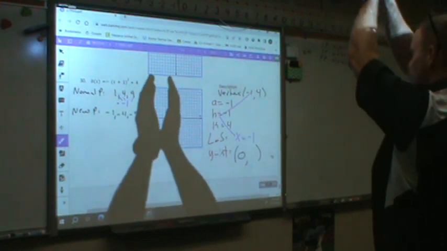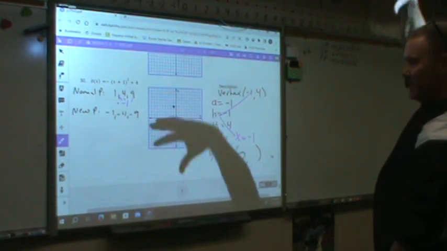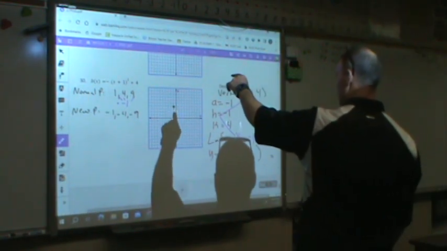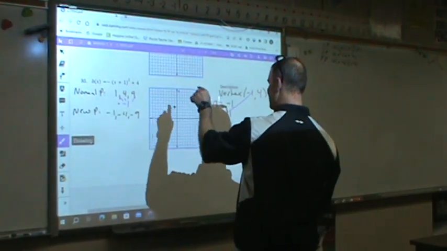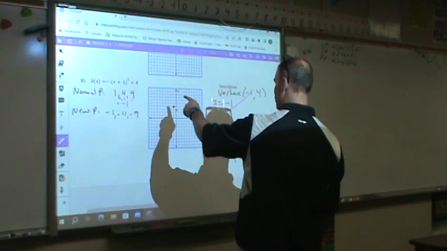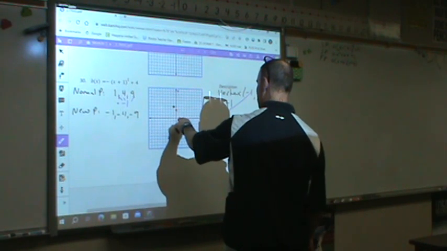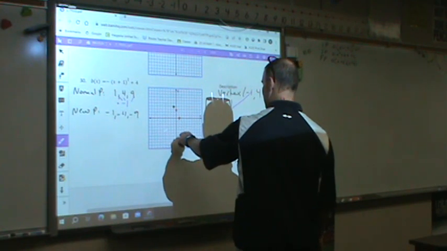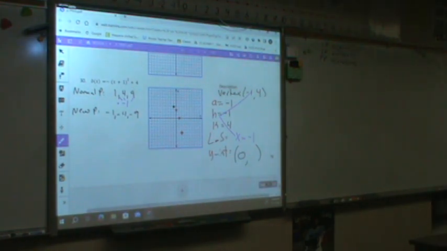Again, a does stretch or shrink, and a tells me if it opens up or if it opens down. Since this is negative, it's opening down. So I'm going to move right 1 or left 1, it doesn't matter. I'll move right 1 and down 1. Right 2, down 4. So 1, 2, 3, 4. And right 3 and down 9. So there's 5, 6, 7, 8, 9. Right there, I was able to have 3 anchor points on the right.